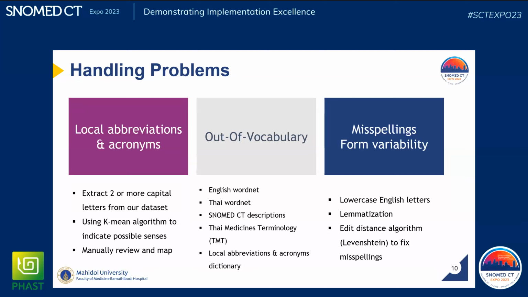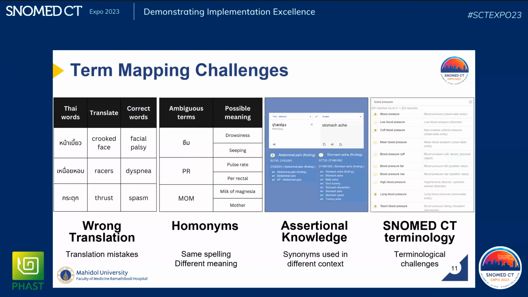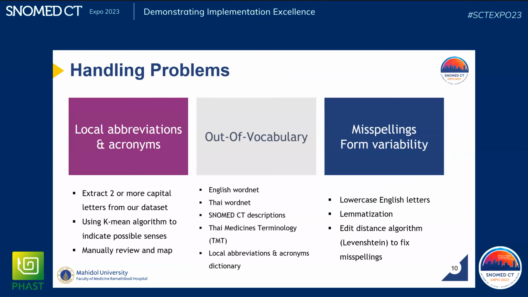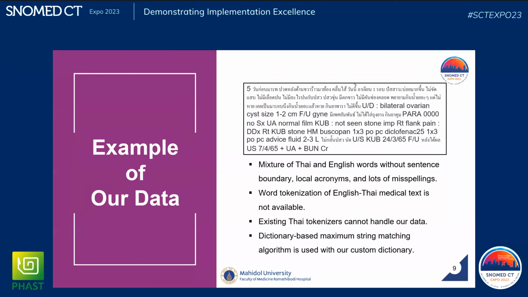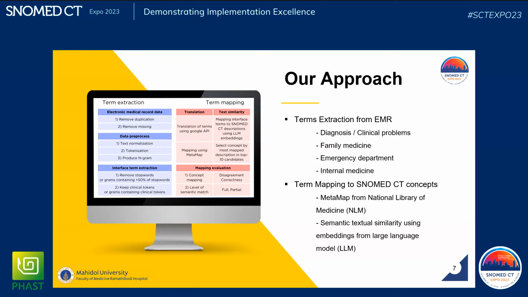Then we handle the misspellings and form variability by lowercasing the English letters and lemmatizing English words. And then we fix the misspellings by using the edit distance algorithm, or Levenshtein distance. So I would like to go back a bit. We can now handle the tokenization problem.